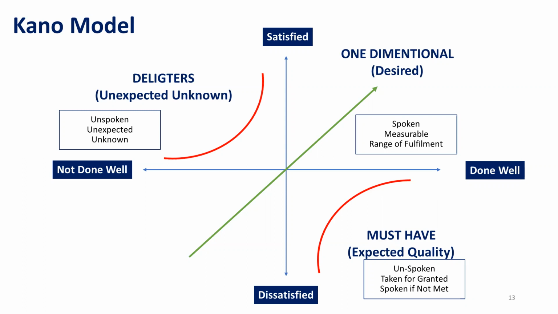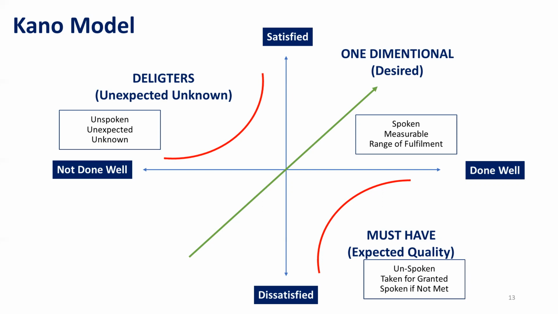Now let us understand what a must-have, or expected quality requirement, is which your customer might set. These are those needs which the customer has but has not spoken about. These are taken for granted and are spoken about only if not met. The one-dimensional metrics are the desired quality metrics which the customer has specifically asked for. He has told you, I need this. These are measurable, and they give a range of fulfillment, that yes, good, I have bought this product or service.